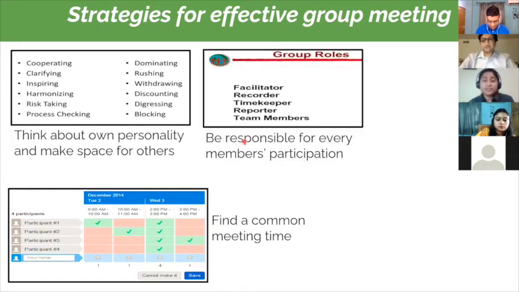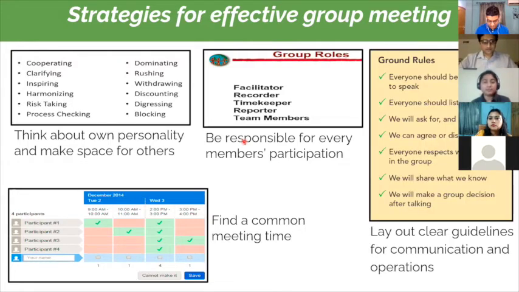Next, the meeting coordinator or meeting chair must be responsible so that everybody can participate. So he can designate some roles to everyone so that everybody can participate in the meeting. And the last one is definitely to have a ground rule.